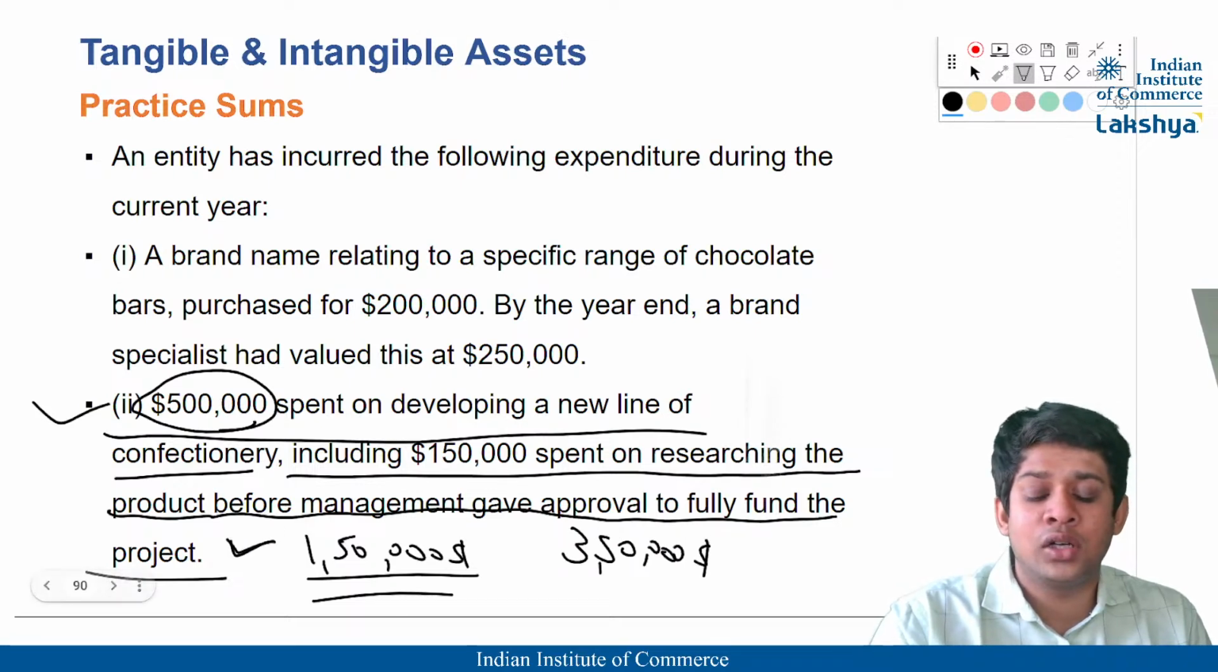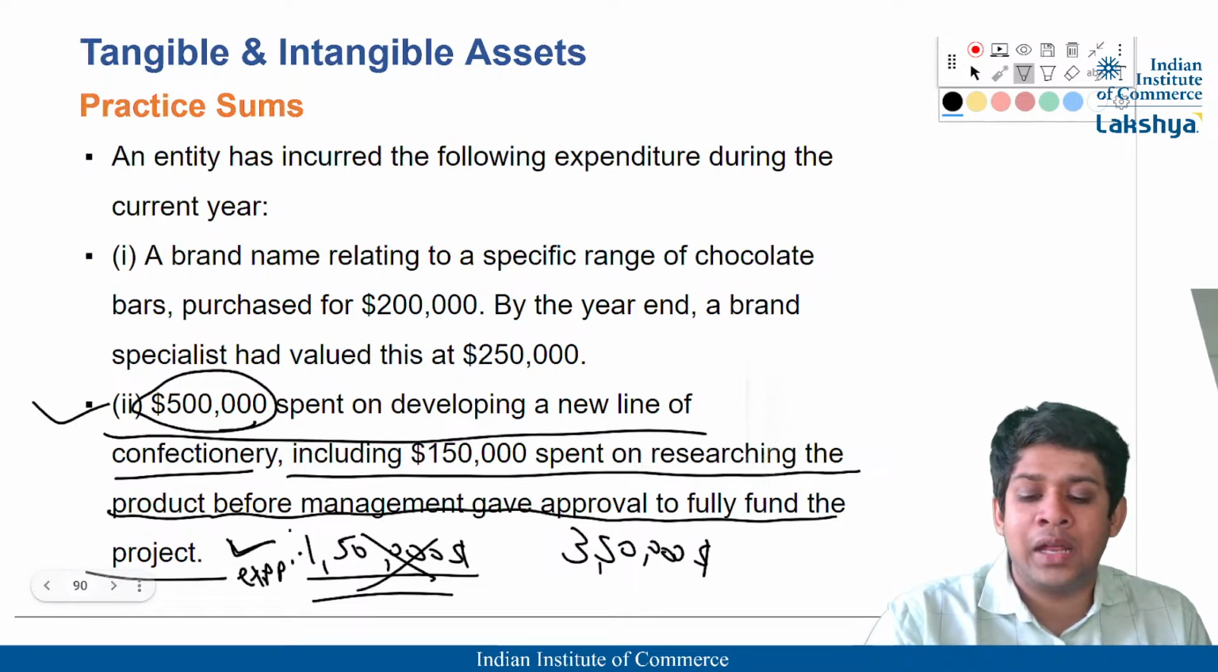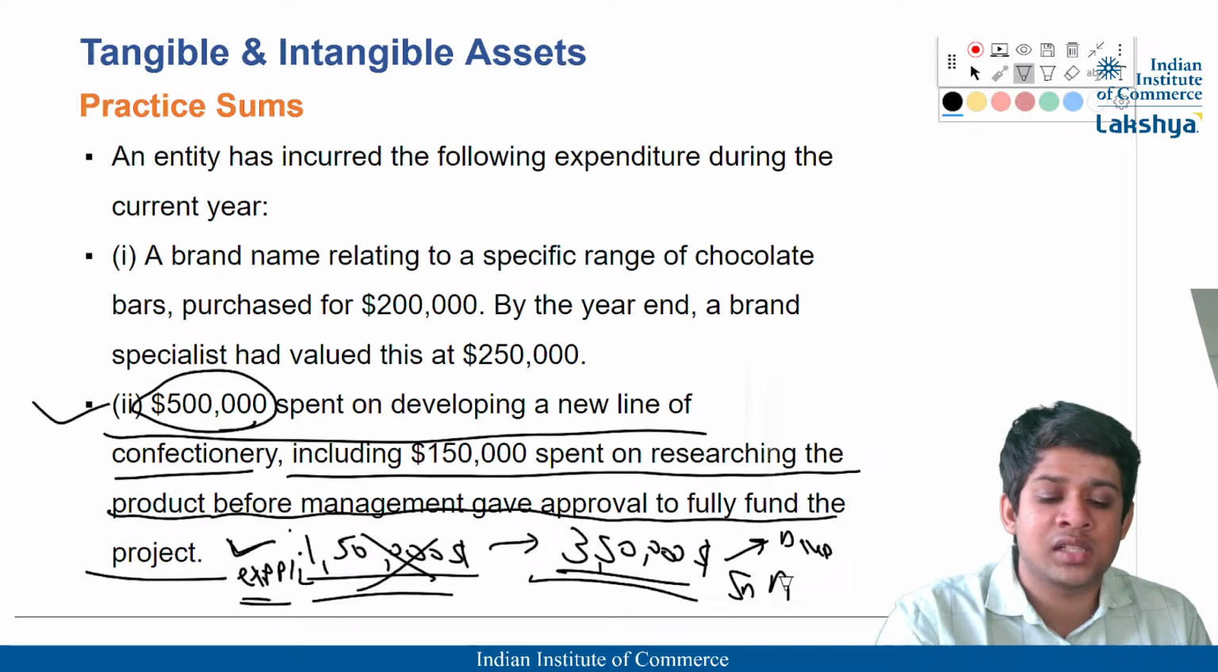So $1,50,000 I've incurred for the research, and the management has also not given, at this time, the approval to fully fund the project. So at this time, I do not have adequate resources to complete the project. So this will not demonstrate the development costs and will be expensed to P&L as a research expenditure. After that, once the management gave approval for it, $3,50,000 I've incurred. So that will be treated as development cost and will be capitalized as an intangible asset.